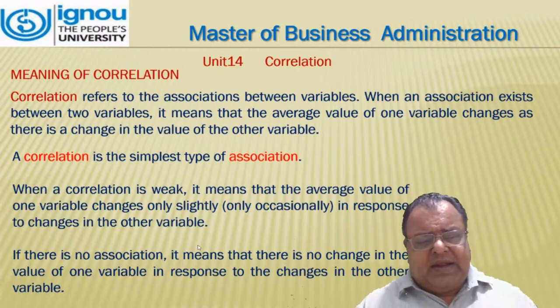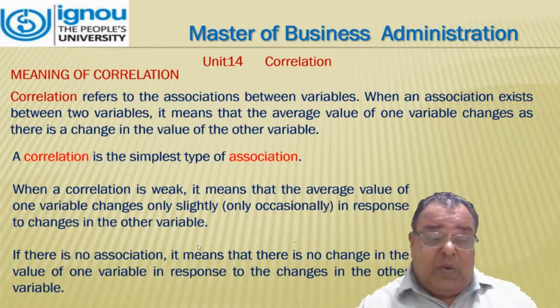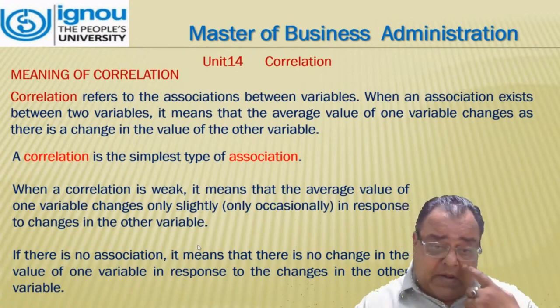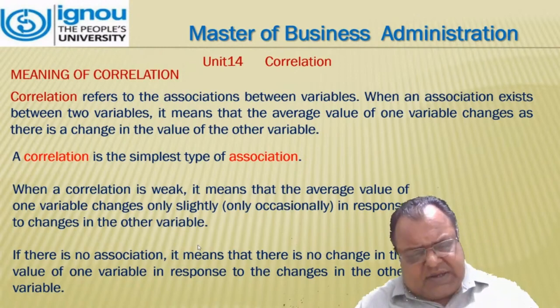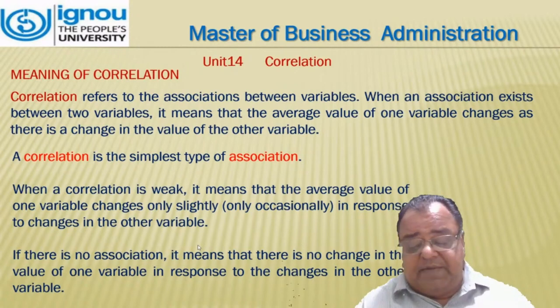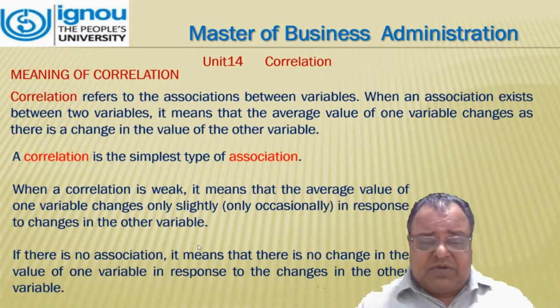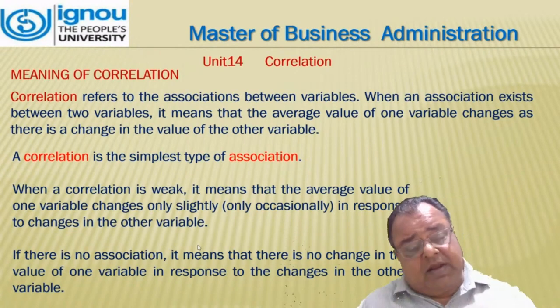A correlation is the simplest type of association. When a correlation is weak, it means that the average value of one variable changes only slightly, or we can say only occasionally, in response to changes in the other variable. If there is no association, it means there is no change in the value of one variable in response to the changes in the other variable.